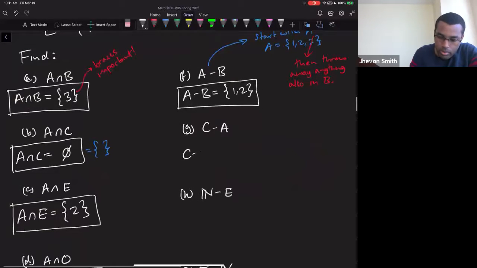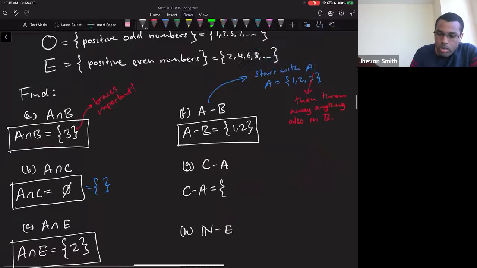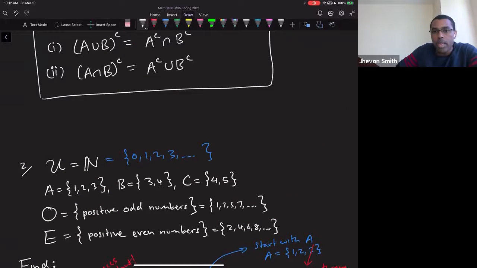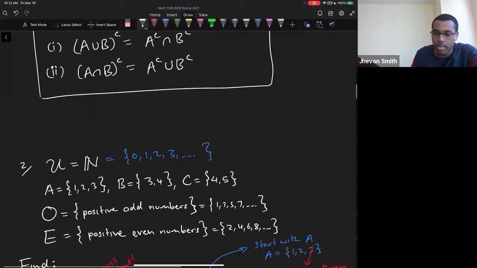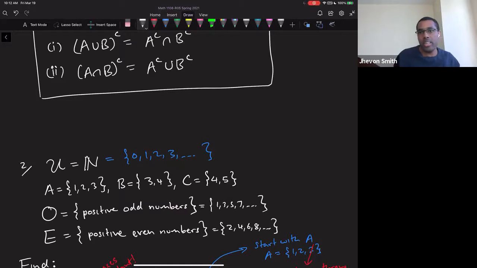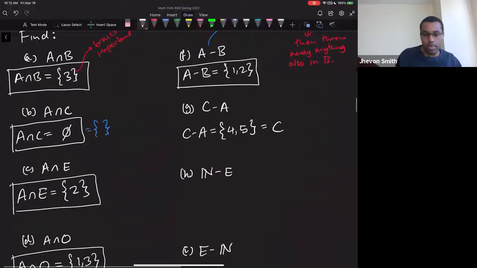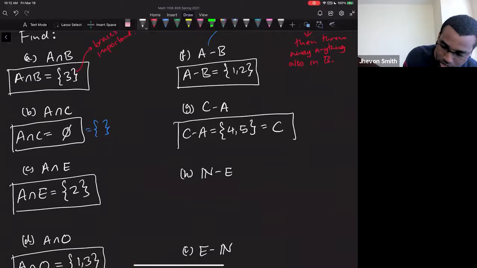C minus A. What is that? You go to the set C and you remove from that set anything that is also in the set A. But there's nothing in C that's also in A, which means the subtraction doesn't do anything. It's still just 4 and 5. C minus A is still C, right? So there's a difference between subtraction in sets and subtraction of numbers. You can subtract something that's not nothing, not the empty set, but it doesn't make a difference because of how set minus works. Very important that you know the definitions here.